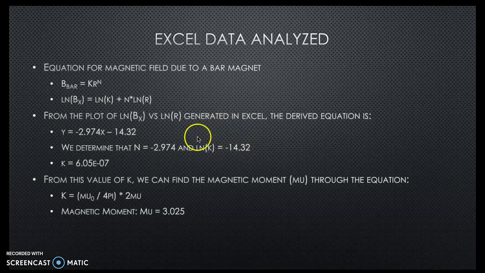And from the natural log of k, we can find that k itself equals 6.05 times e to the negative 7th. Furthermore, from that value of k, we can find that the magnetic moment mu is 3.025, which is found by this equation: mu naught divided by 4 pi times 2 mu is equal to k.